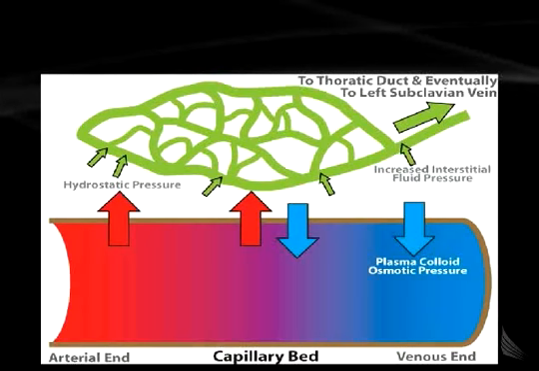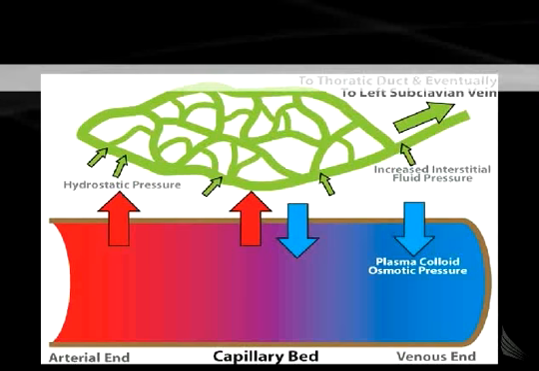So here's an example of how you would get a transudate. You have hydrostatic pressure causing fluid to leave. You have osmotic or oncotic pressure causing it to come back. So any disruption in that is going to lead to loss of fluid, and you'll get edema. We'll talk more in detail about that in the hydrostatic section.